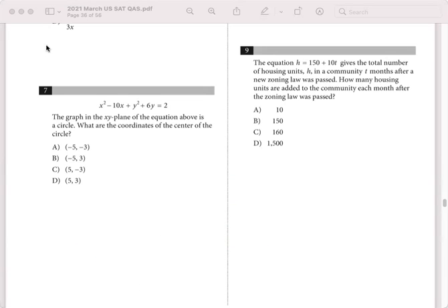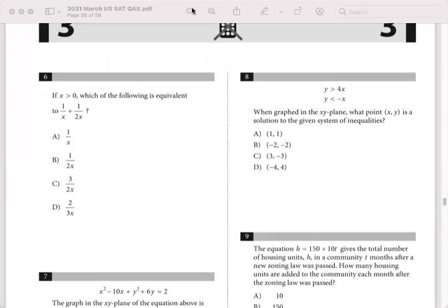Okay, let's go to question 8. When created in the xy plane, what point is the solution to the given system of inequalities? Okay, so we can actually work with the options. 1 comma 1, if I put that in y greater than 4x, then 1 is greater than 4, right? That's what this point will suggest from the first one. 1 is greater than 4, which is not possible, so A is out.